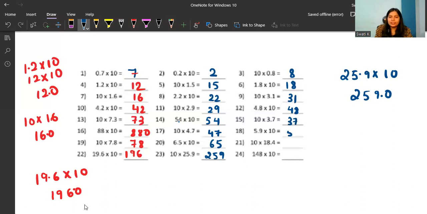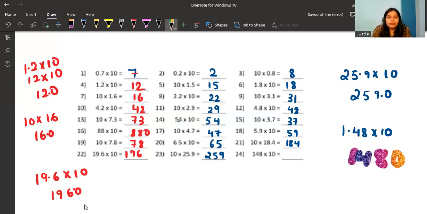37, 59, and 184. And here, okay, I'll change this question here, okay? So imagine this is 1.48 into 10. Forget about the decimal. So what is it? It's 148 into 10, which is 1480. Now, after the decimal, how many digits are there? 2 digits are there, right? So here also, after the decimal, it should be 2 digits.